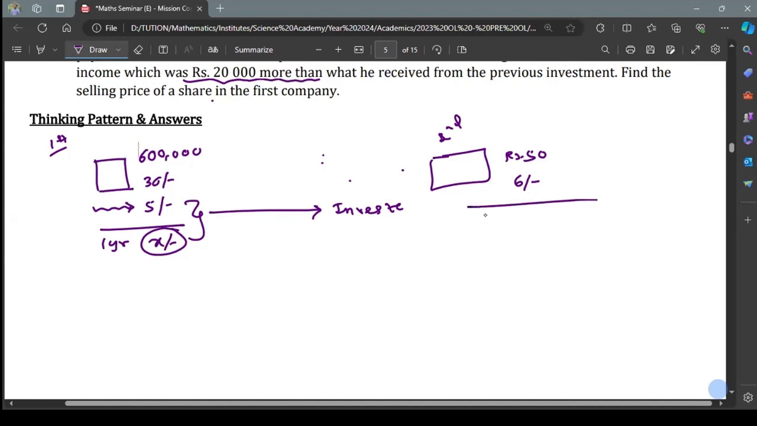Whatever the dividend income in the first company, more than that, 20,000 rupees more than that he earned in the second company from the dividend income, only from the dividend income, right? What he received from the previous investment. Find the selling price of a share in the first company.